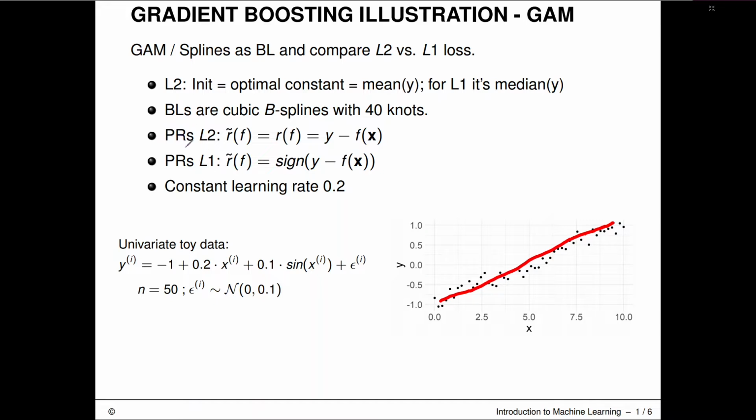As a reminder, we also know how the pseudo-residual function looks like for L2. For L2, it's simply the true residuals, so the difference between our numerical target value y and the model prediction. And for L1, it's the sign of the residual. So that can only be a +1 or a -1 depending on whether we overestimate the y with our f or whether we underestimate it. And I'll simply use a constant learning rate of 0.2 here.